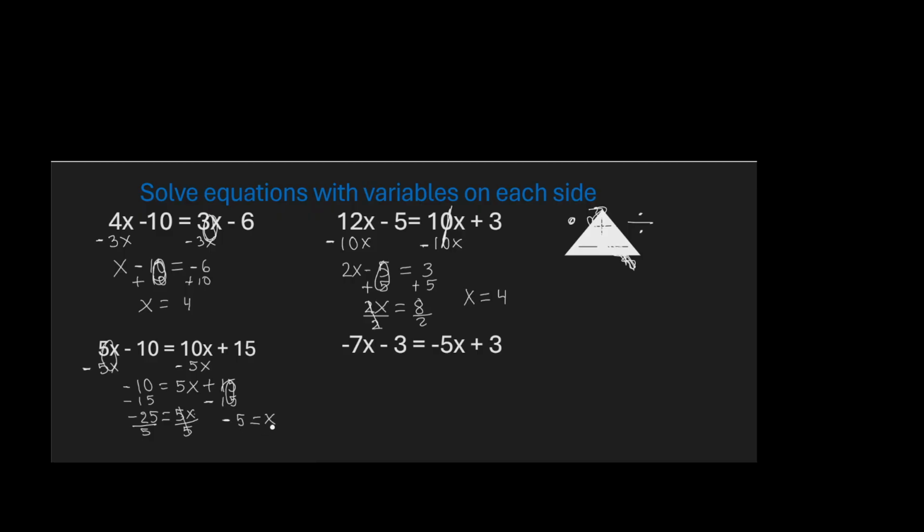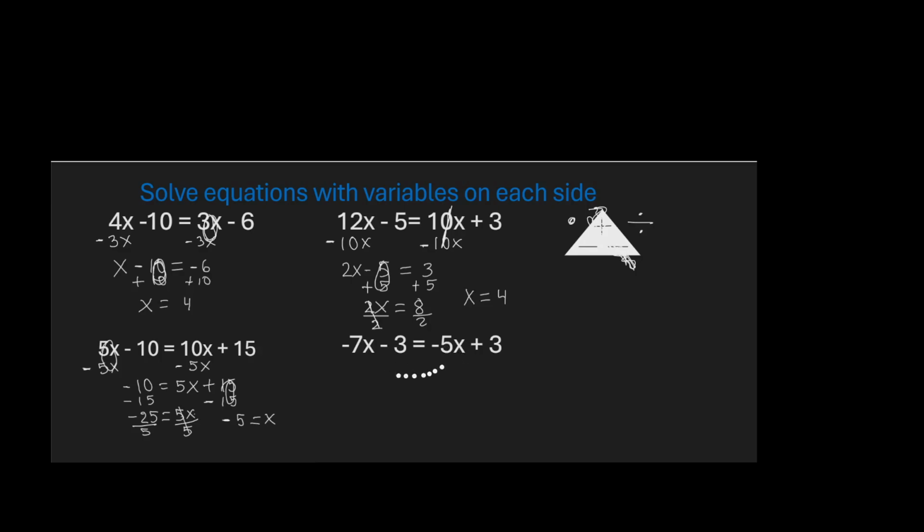The way we read it is this way. x equals negative 5. You are always going to find the value of x. So the answer should be x equals negative 5. And now I'm going to do the last one.